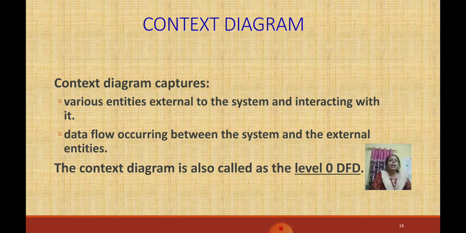The context diagram is also called the level 0 DFD. Means it is the first level of the DFD and it contains the external entity and the main process, and the data flow occurring between the system and the external entity. Okay, this much is in the context diagram, and the context diagram is known as the level 0 diagram.